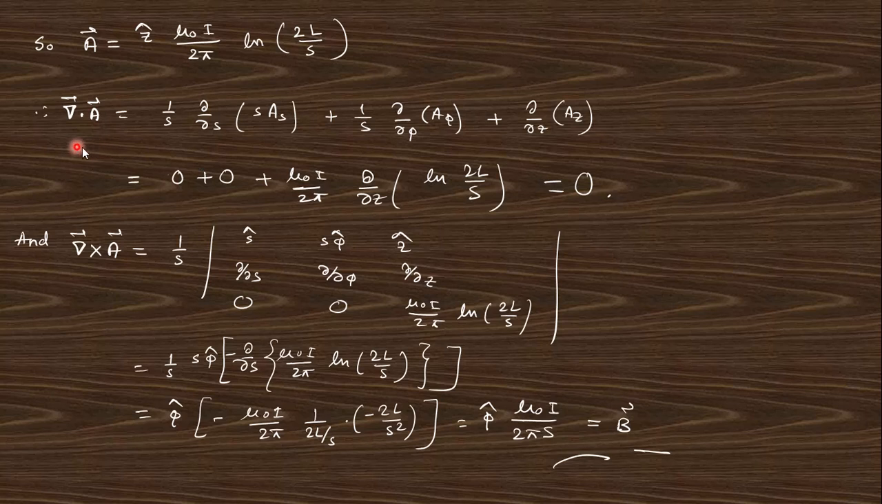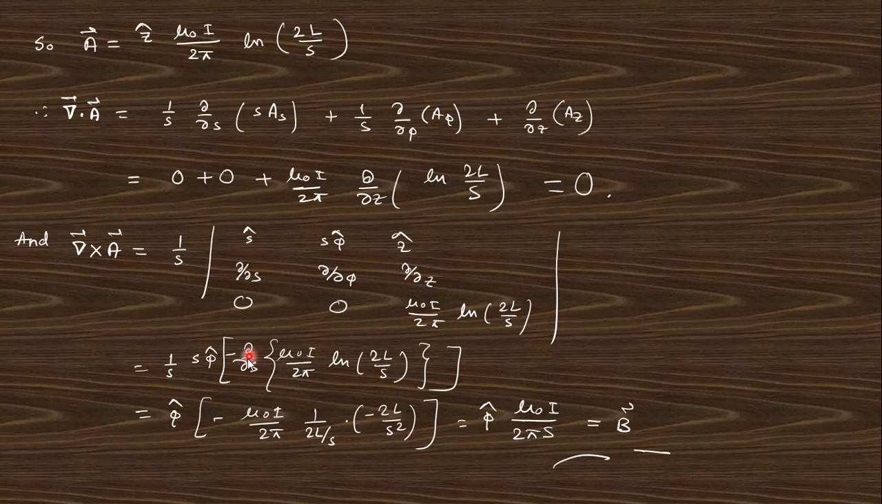Now we find the divergence of A. For the divergence of A, only the z component is present. So del del z of this: you can see there is no z variable here, so this is also 0. So divergence A is 0.